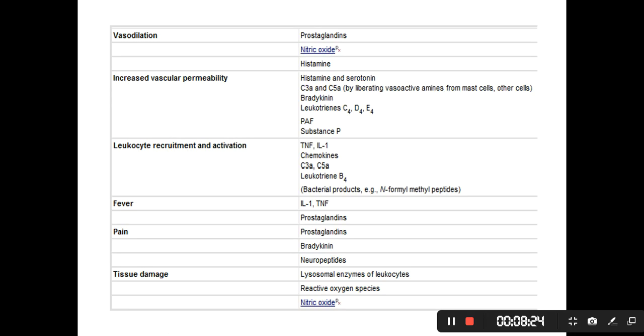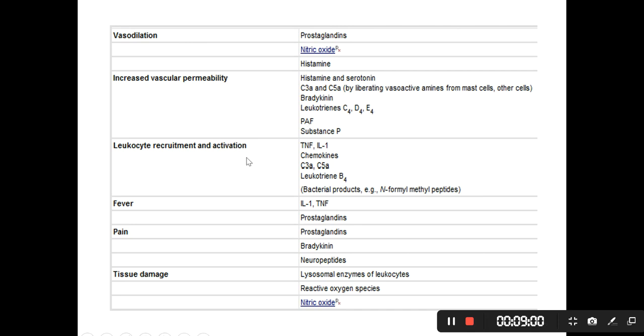This is again just a for-your-knowledge slide, do not panic, only to tell you the processes in which the chemical mediators help. They help in causing vasodilation, you remember, right? The first step was constriction and immediately after that vasodilation. That is mediated by prostaglandin, nitric oxide, histamine, etc. Then the second step, increased vascular permeability, in the vascular changes, is done by histamine and serotonin, C3, C5a, bradykinin, etc.